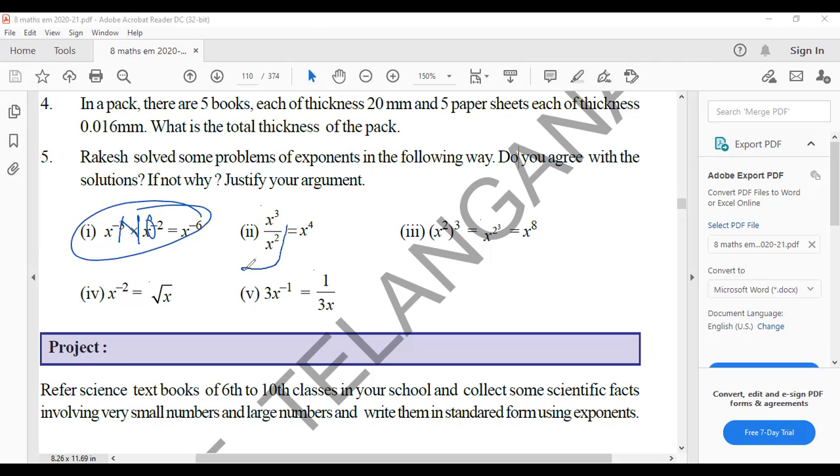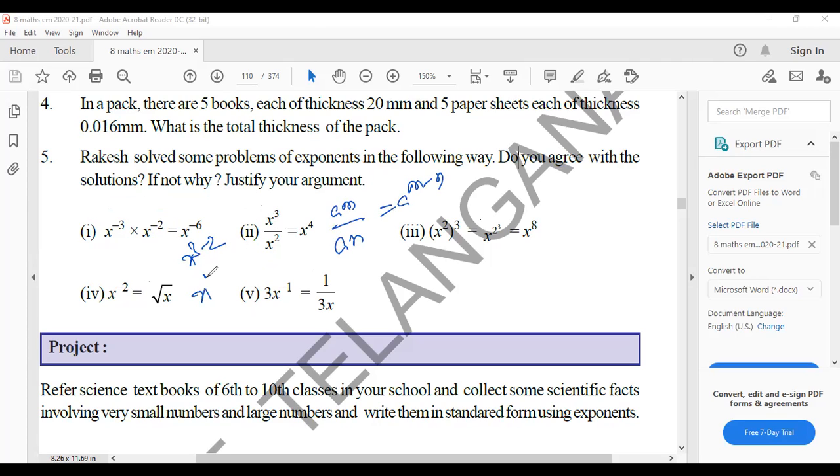Wrong. Next, what about this one? Bases are the same, so the powers should be subtracted. a power m by a power n is a power m minus n. So this is nothing but x power 3 minus 2. x power 1 will come here. Clear? Any doubt? Yeah. Is it the correct answer?